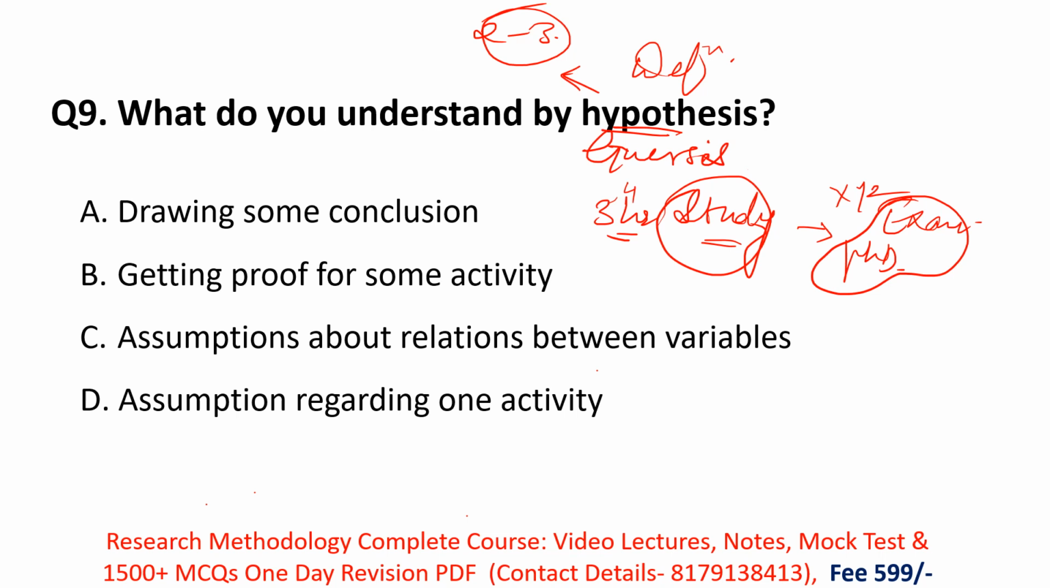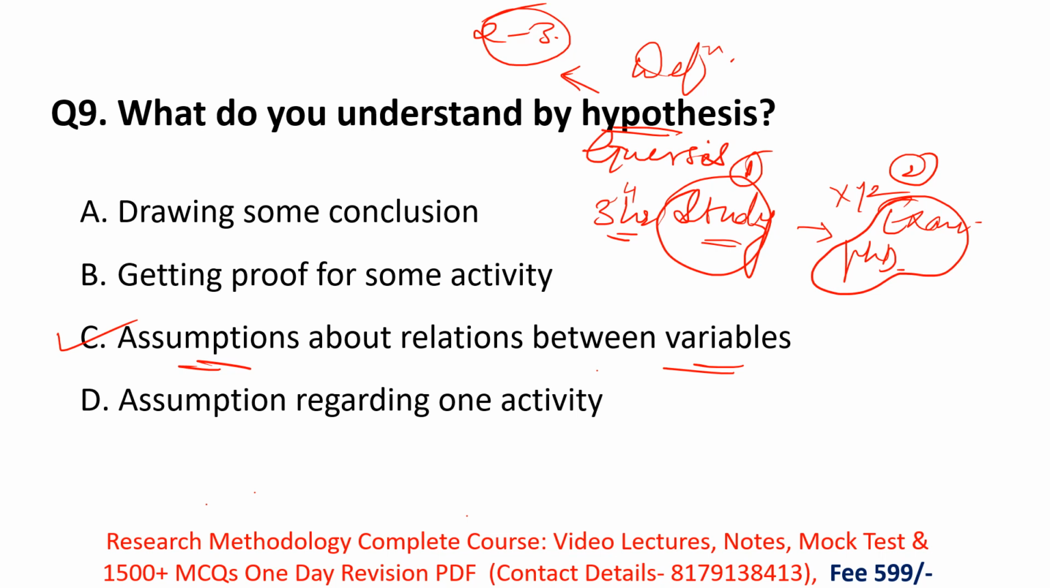So what is hypothesis? Hypothesis is nothing but a tentative statement, meaning a temporary statement, a guessing assumption for a short period of time. I am assuming the relation between these two variables, study hours and my PhD entrance examination. How do my study hours relate to the PhD entrance examination? So hypothesis means assumption about relations between the variables. Option C is the right answer, the correct definition of hypothesis. We'll see the incorrect options as well.